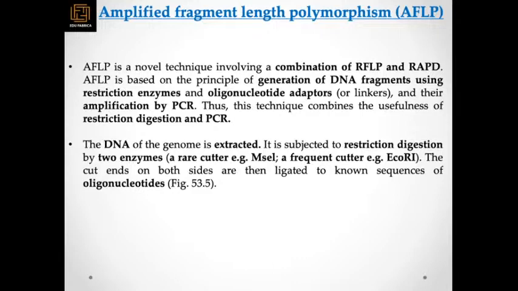So it's a combination. Restriction enzymes were used in the first case with RFLP, and in RAPD we did the PCR. So this technique combines the usefulness of both restriction digestion enzymes and PCR. The genome is extracted and subjected to restriction digestion using two enzymes. The rare cutter is MseI and the frequent cutter is EcoRI.